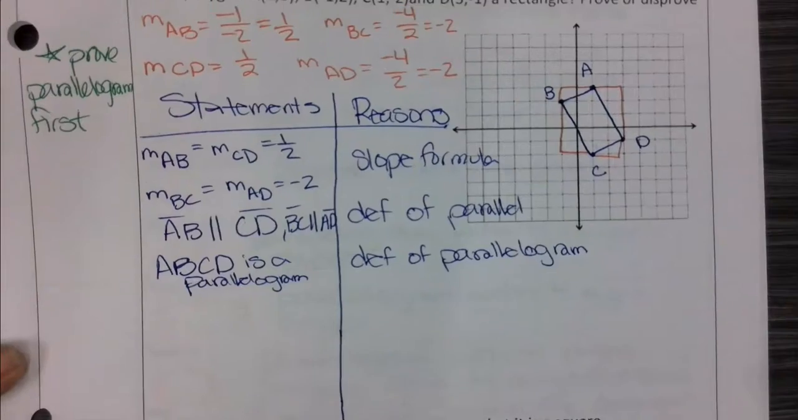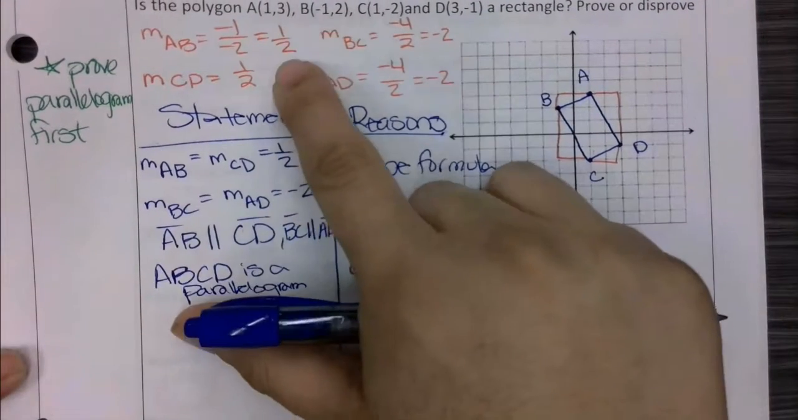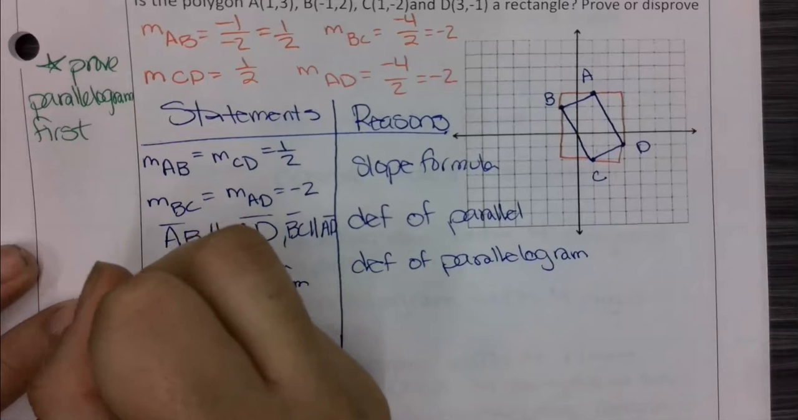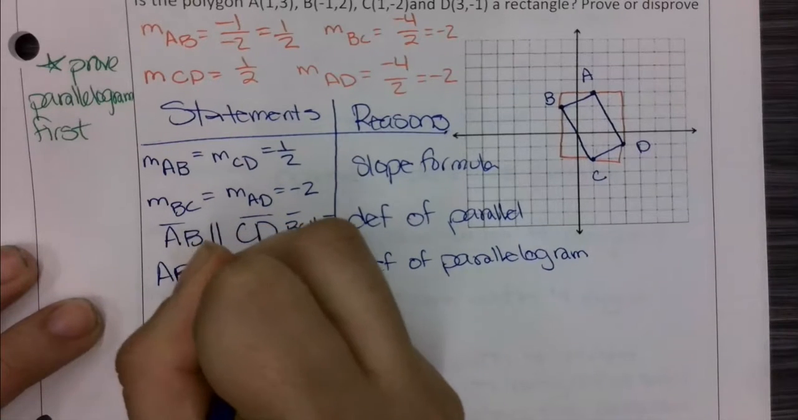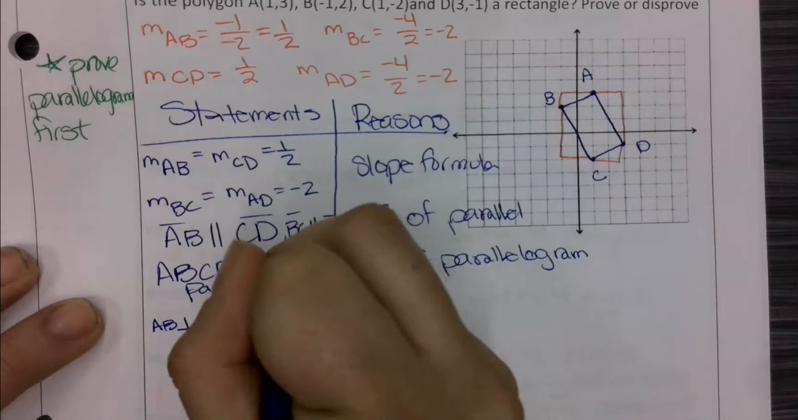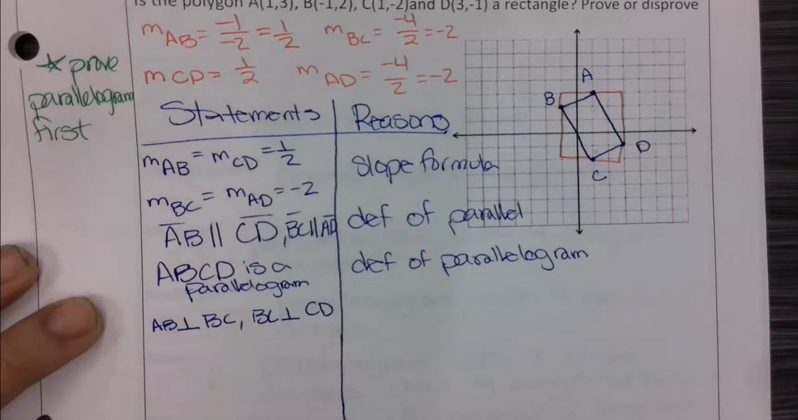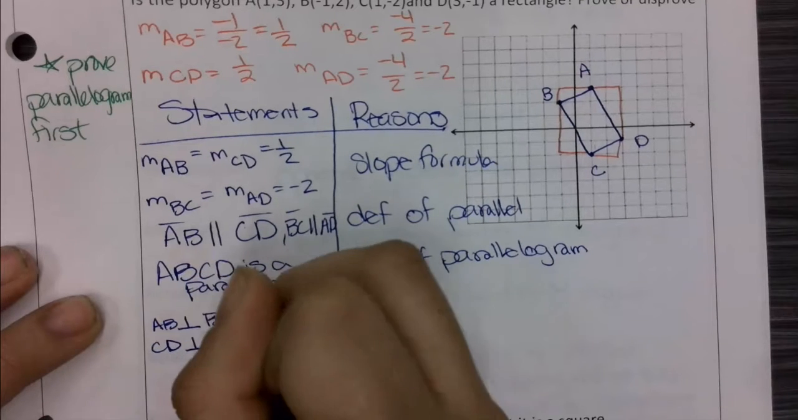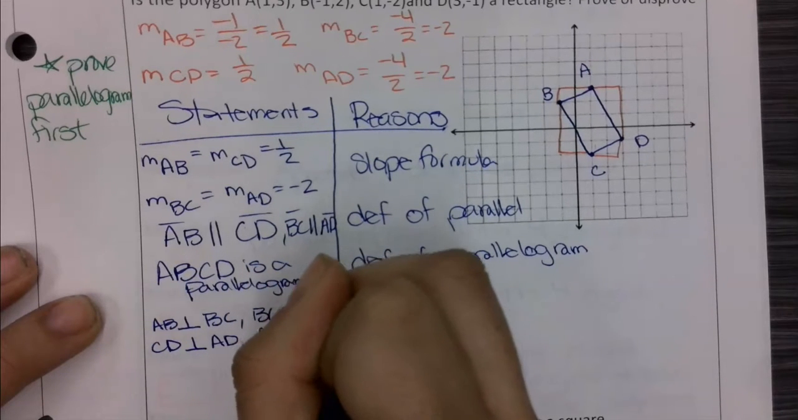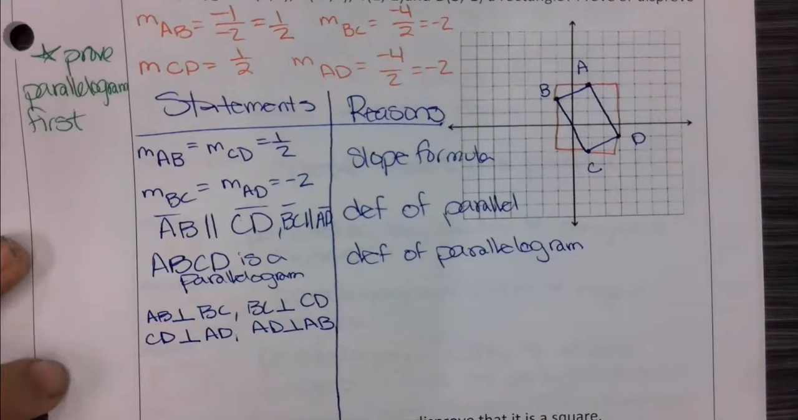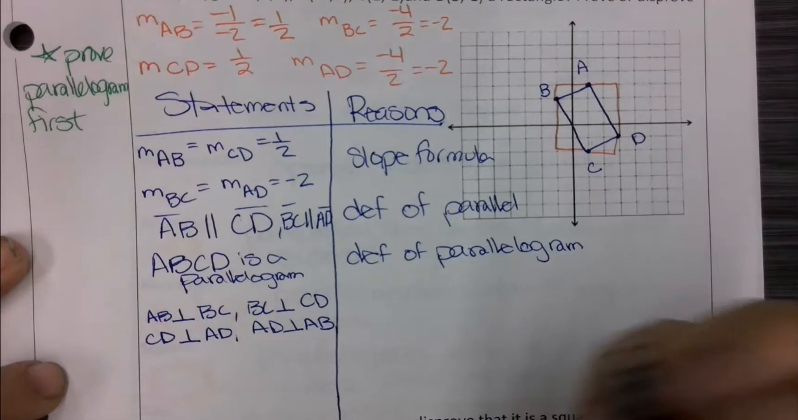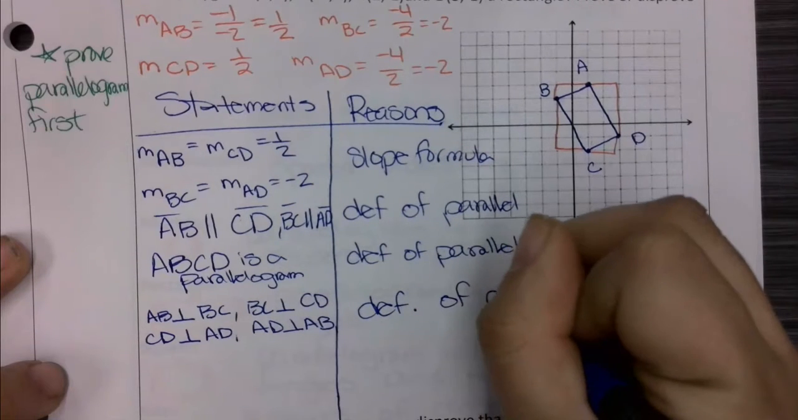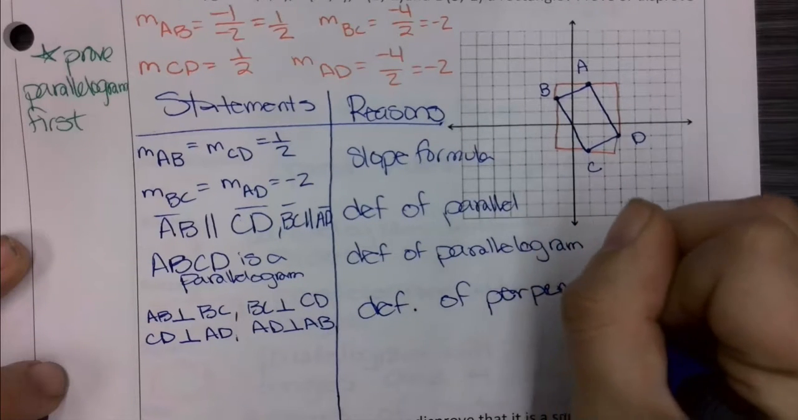So whenever I have opposite reciprocal slopes, so the signs are different and the fractions are flipped, I can say they're perpendicular. So I have AB is perpendicular to BC. BC is perpendicular to CD. CD is perpendicular to AD. And AD will be perpendicular to AB. So this is from the definition of being perpendicular. You have to have opposite reciprocal slopes. Perpendicular.